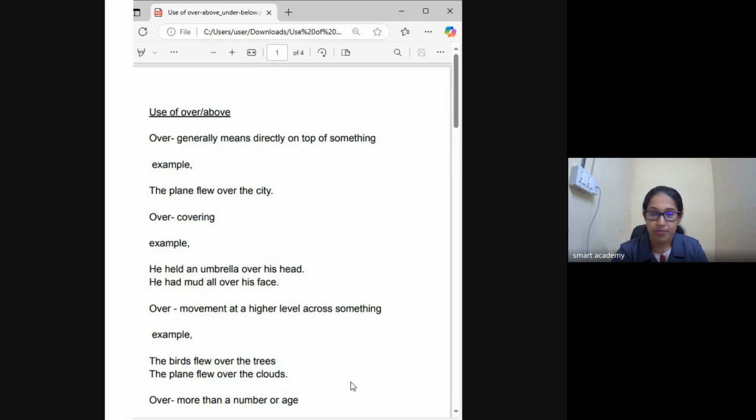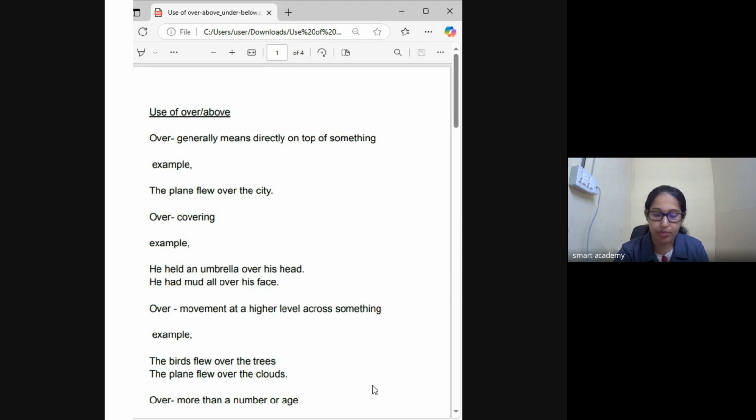The next use of over is for a movement, a movement at a higher level, across something. The birds flew over the trees. The plane flew over the clouds.